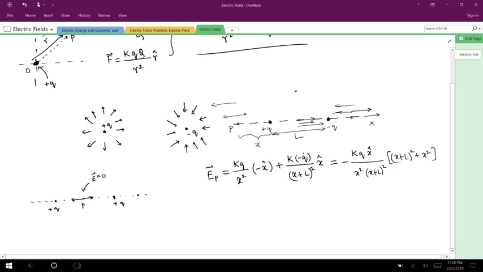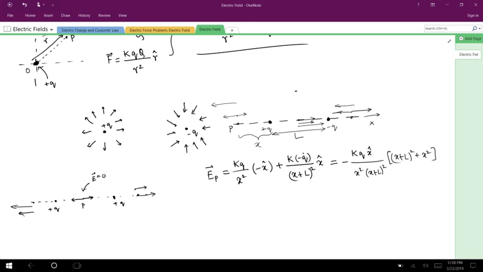Similarly, at this point, both plus Q charges are pushing the unit positive charge. So the electric field is outward. And similarly, if you go here, the electric field is also outward because both positive charges are on the same side, so they are both repelling.